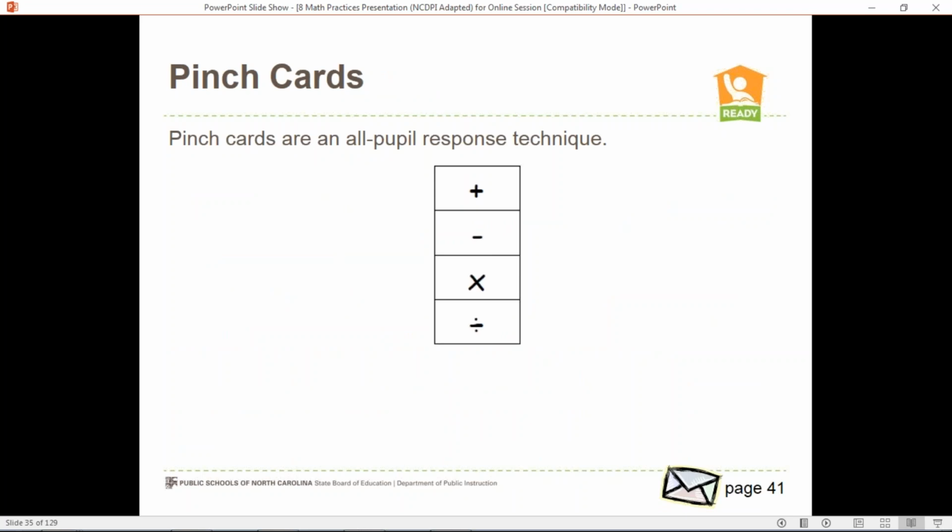Another strategy are the pinch cards. These are very simple, just like what you see in front of you here. In a pinch card, every student gets a card like this, which is basically just an index card, and we have the operations on it. And so we're going to ask the kids, pinch the operation that you think we're going to need to use to do this.